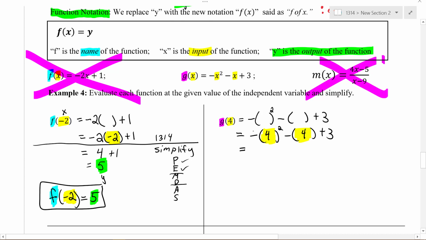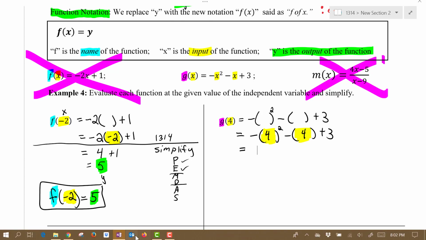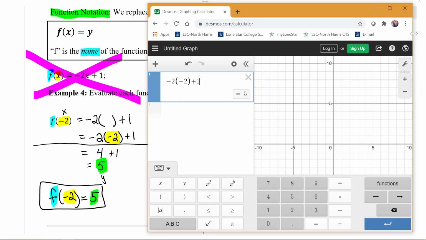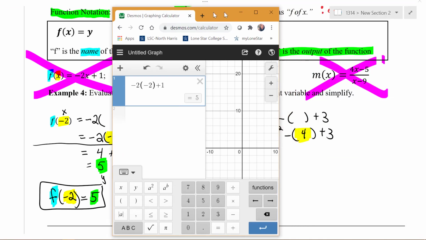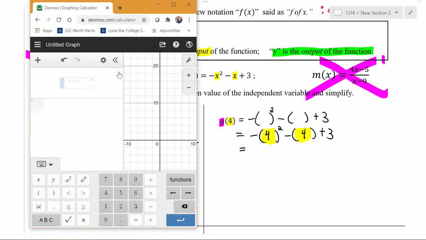Now, I'm going to type this into Desmos exactly as I see it. And once again, I highly encourage you to do that. All right, close that out. So I'm going to type negative parentheses. So the negative goes in front of the parentheses. Type in the 4. Now if I want to square something, I can use this a with a square. That's going to put that square on that parentheses. Then minus, parentheses, put the 4 inside, come to the outside of the parentheses, and then put plus 3.